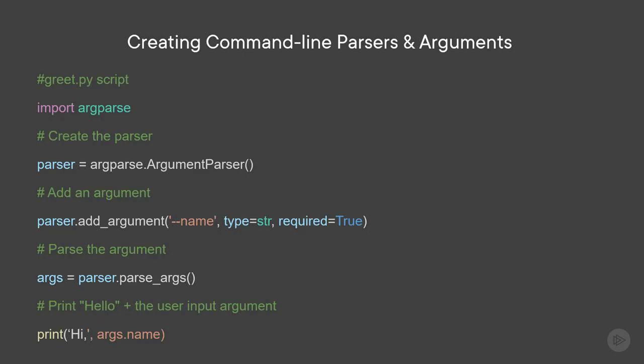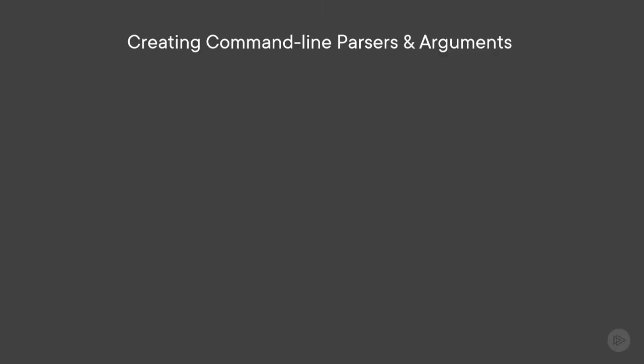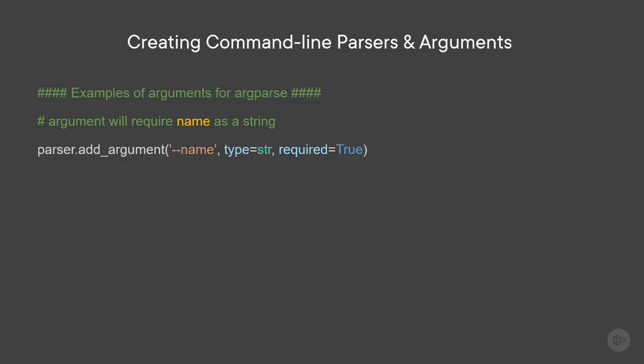Okay. So let's see what this looks like in the output. So if we run this as python3 greet.py, and I'm adding the argument that we've specified as required in our script with my name, it's simply going to print hi Steve. Now, if I were to run greet.py without that name argument, then it's going to error out on us. Now, let's take a look at some other examples of arguments for argparse. So in this first example, we're using the name argument again with a type string and required true. So this is from the previous example. Just wanted to make sure we pull this up again so you can compare.